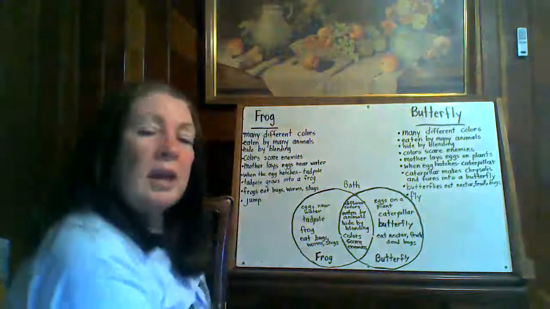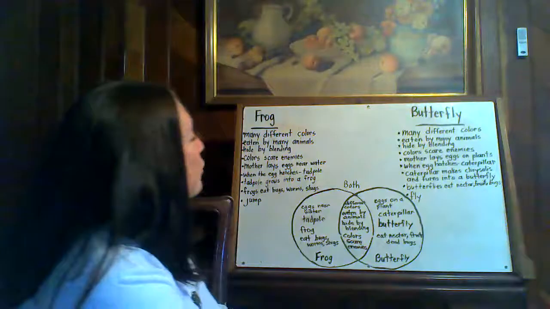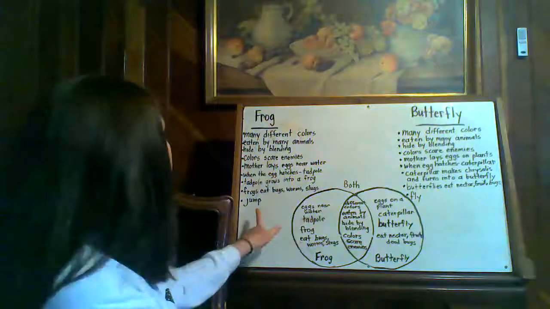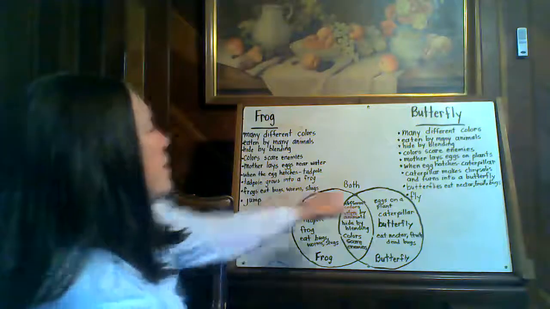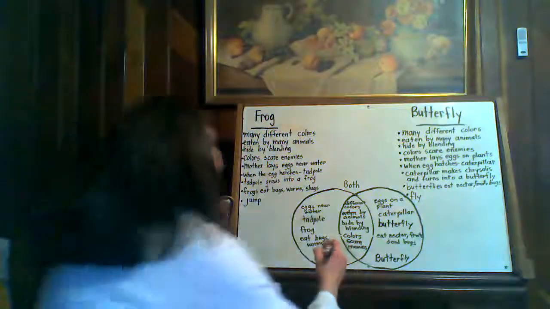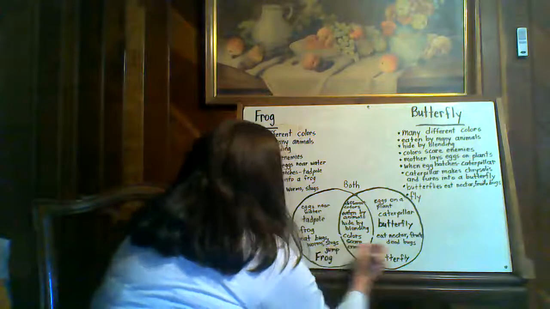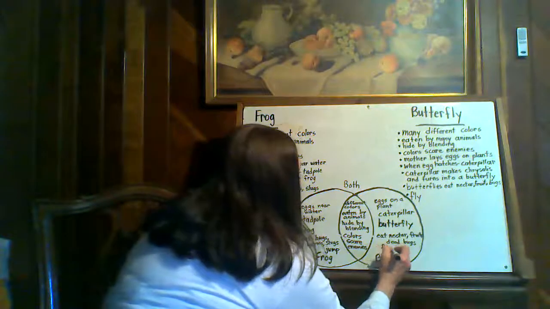Well, is there anything else that we can think of that makes butterflies and frogs different? Oh, I see something. A frog jumps and a butterfly can fly. So let's put jump down here because a frog can jump and a butterfly can fly.